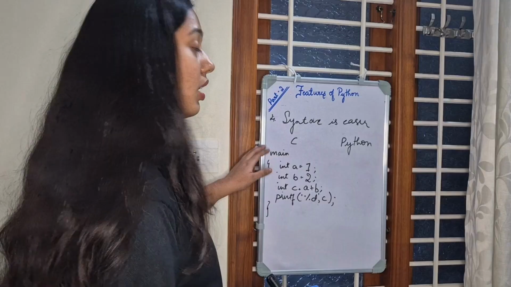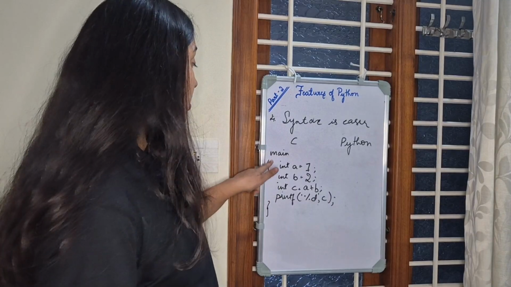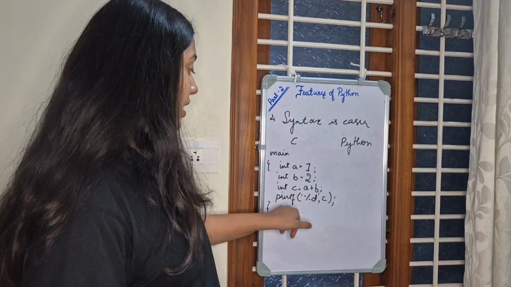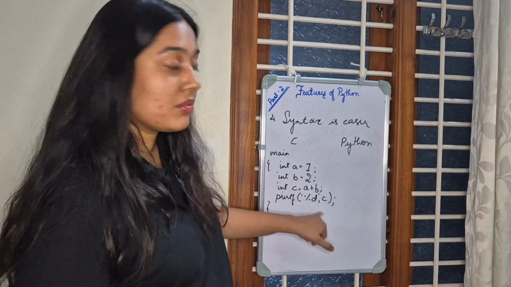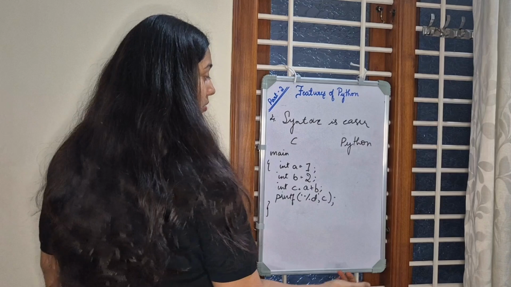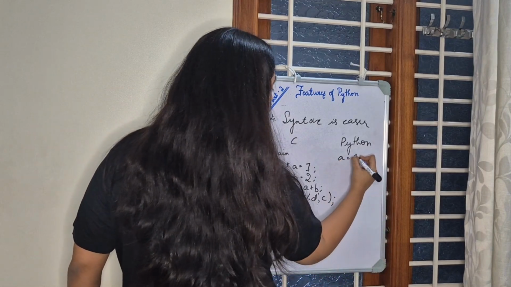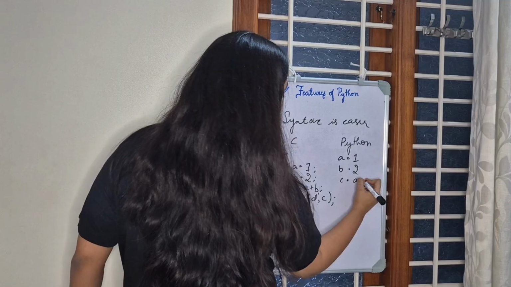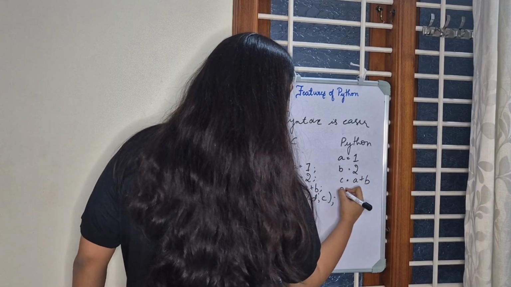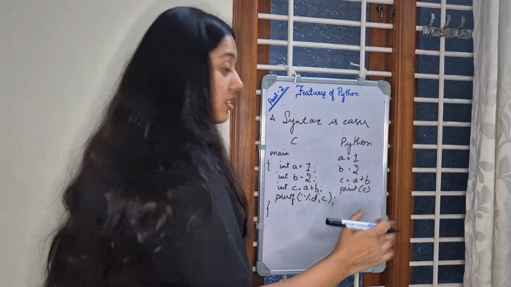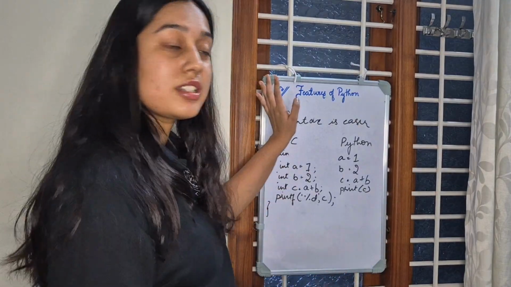Can you see the number of rules that I had to follow? First main, then brackets, then semicolon, and then there is %d that's happening. All of this is happening in C. Why is syntax easier in Python? You directly write A equals 1, B equals 2, C equals A plus B, next print C. That's it. That's all it is in Python.